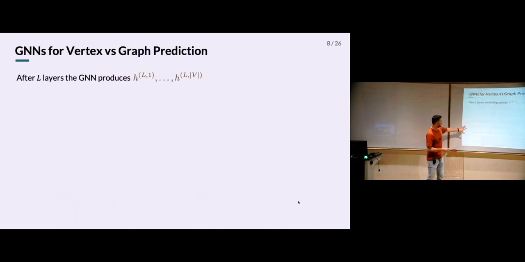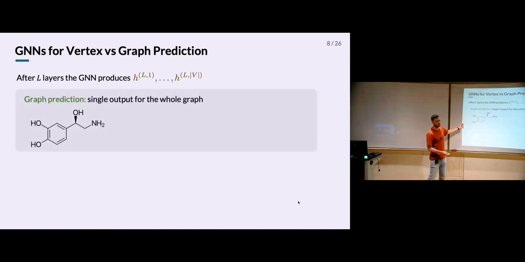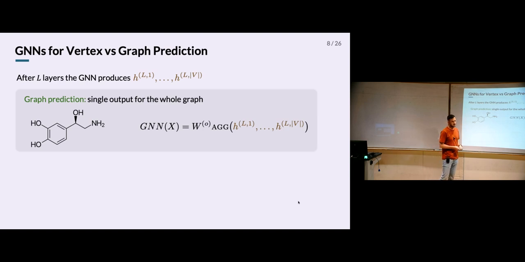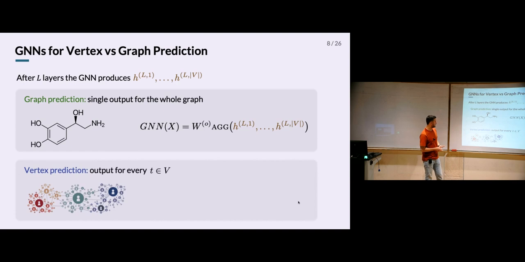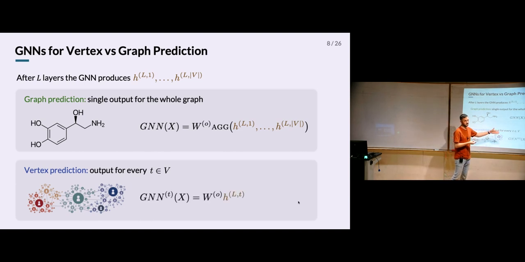Okay, so I introduced these GNNs, and now what we do with the embeddings that we get in the end depends on the task. If we're in a graph prediction task, where we make a single prediction, then typically you have another aggregation function over these embeddings, and then some linear output. It's straightforward. And in vertex prediction, we want to make a prediction over each vertex separately. So you can simply use the linear output layer over each of the final embeddings of these vertices separately and get your prediction. And this is what's commonly done.